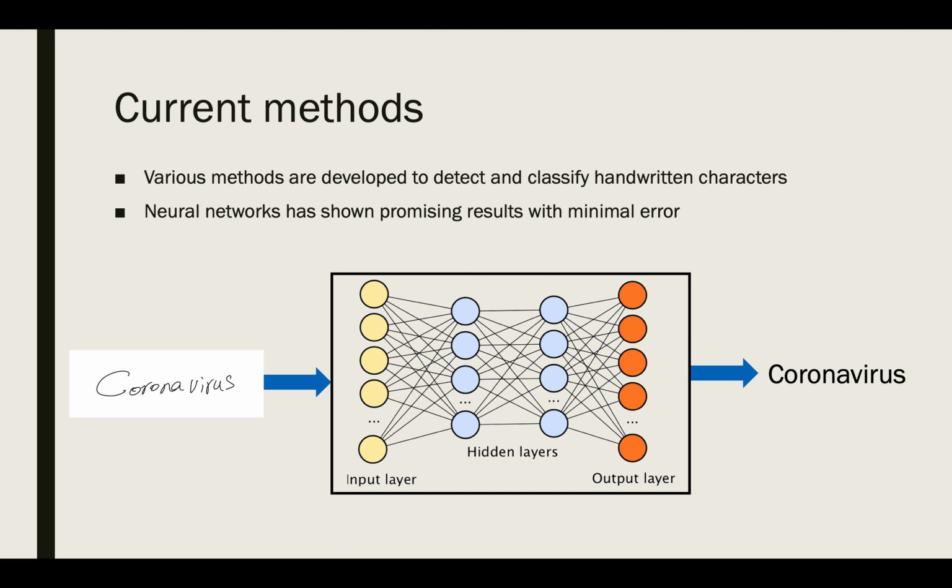Various methods are developed to detect and classify handwritten characters, but neural networks have shown promising results with minimal error. And here, for example, we can see an example of a fully connected feed-forward neural network, which is given a handwritten letter or word, and then it can easily recognize all of the letters.